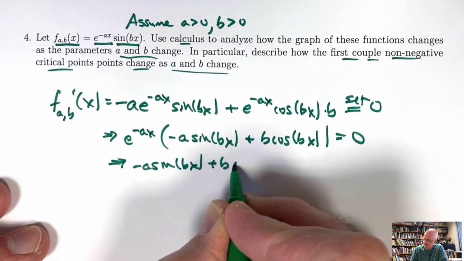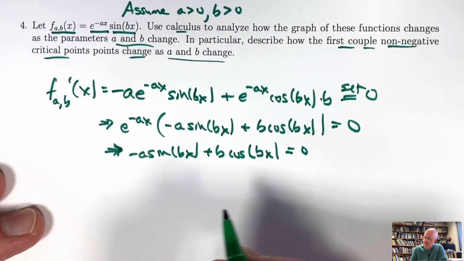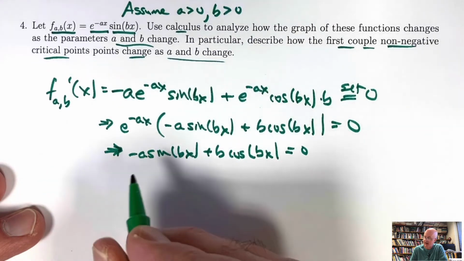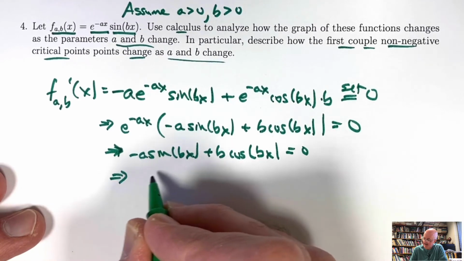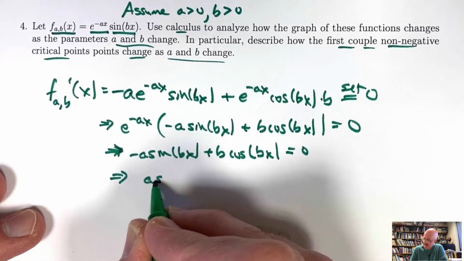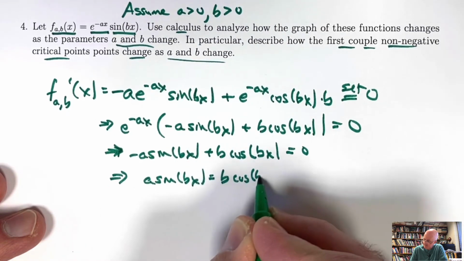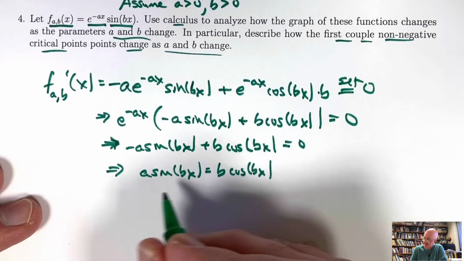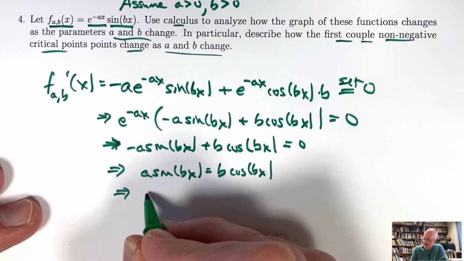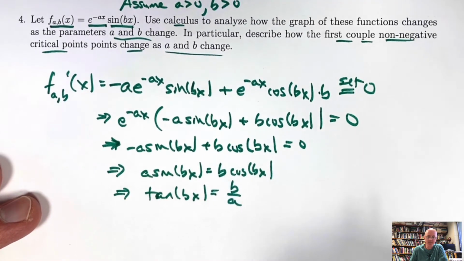So the only way this is 0 is if the part in parentheses is 0. And what I find simplest to do to try to solve for x here is rearrange so sine is on one side and cosine is on the other, and then divide both sides by the cosine to get the tangent function involved. So if I add a sine bx to both sides, I'll ultimately get a sine bx equals b cos bx. Just make sure I didn't make a mistake here. I think that's all right. And divide both sides by cosine bx to get a tangent bx on the left, and also divide both sides by a. Tangent of bx equals b over a.